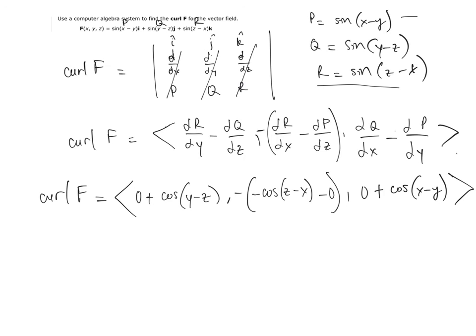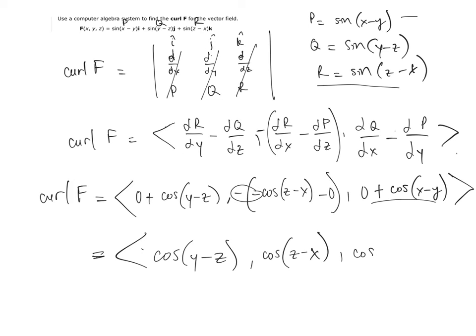So now this is your answer. So you will get cosine of y minus z. The negative and the negative here becomes a positive. So you have cosine of z minus x minus 0, so it just be itself. And you have a positive cosine of x minus y. So this is your curl of f.